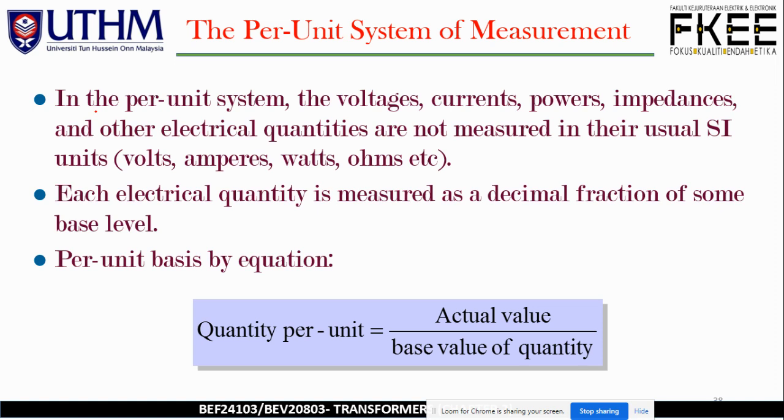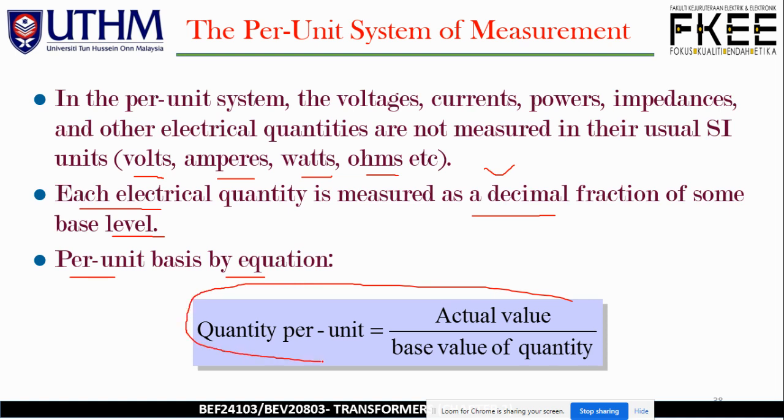So you can see in the first paragraph that in the PU system, the voltage, currents, powers, impedance, and other electrical quantities are not measured in their usual SI units, for example, volts, amperes, watts, ohms, etc. However, this electrical quantity is measured as a decimal fraction of some base level, whereby the per unit basis equation is shown here. So the quantity per unit is equal to actual value over base value of quantity.